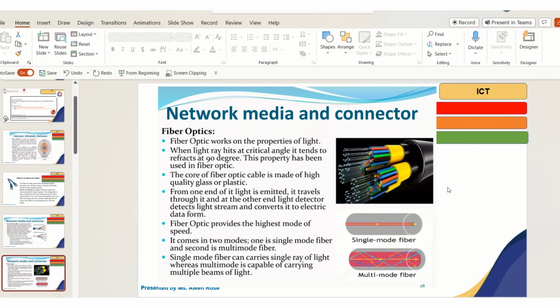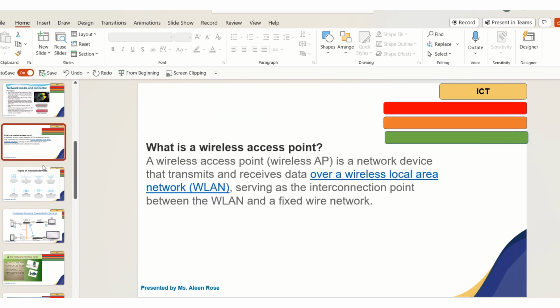Data is sent as light through this. Okay. So that is fiber optic. Again, these are three different modes.